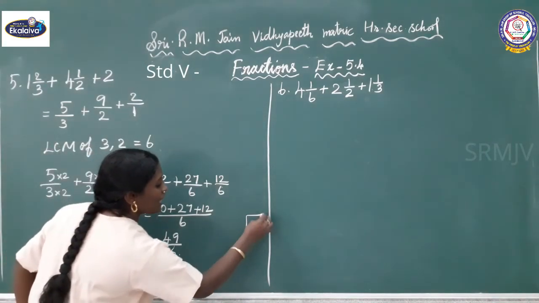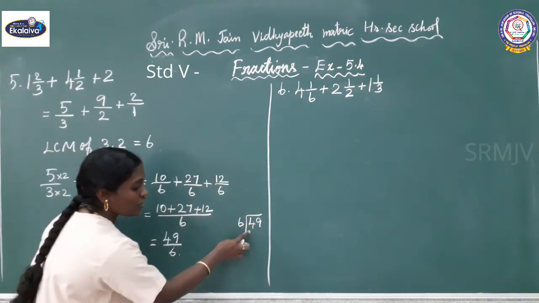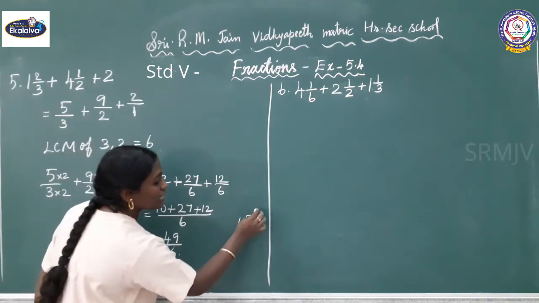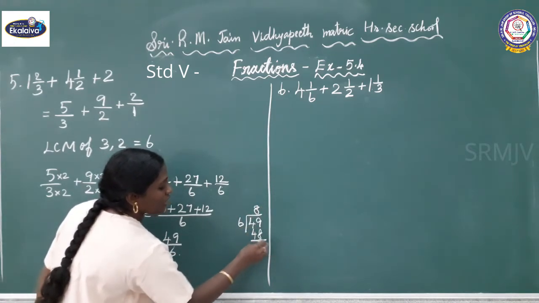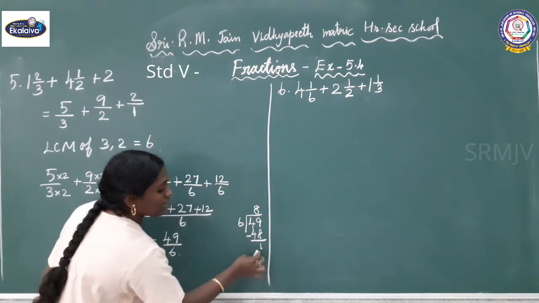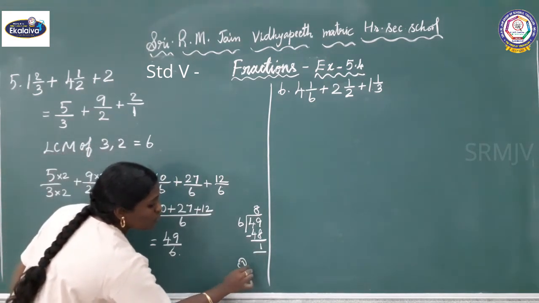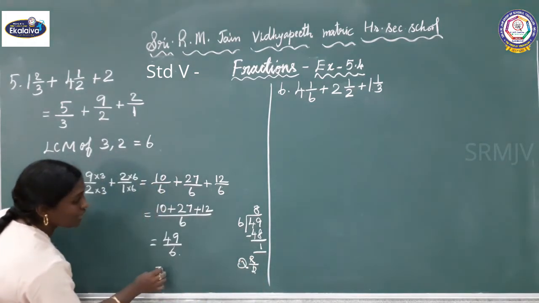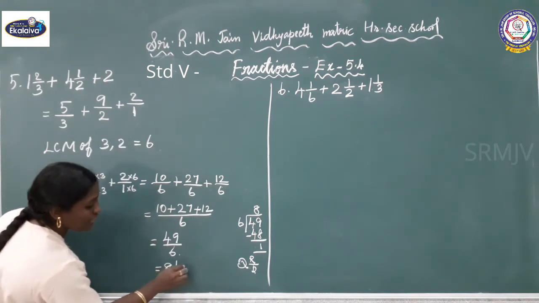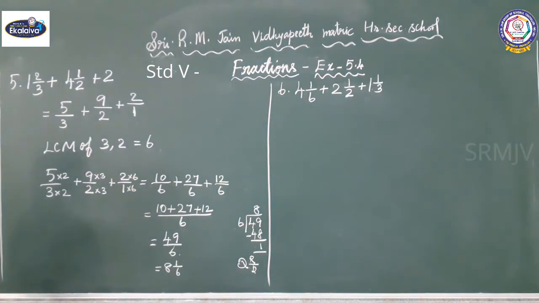So we have to divide the numerator by the denominator 6. In 49, how many 6s are there? 6 8s are 48. Now we have to subtract. Then the remainder is 1. Now we have to write it in the form of quotient, remainder by divisor. The quotient is 8, the remainder is 1, divided by the divisor 6. So 8 1 by 6 is the answer.